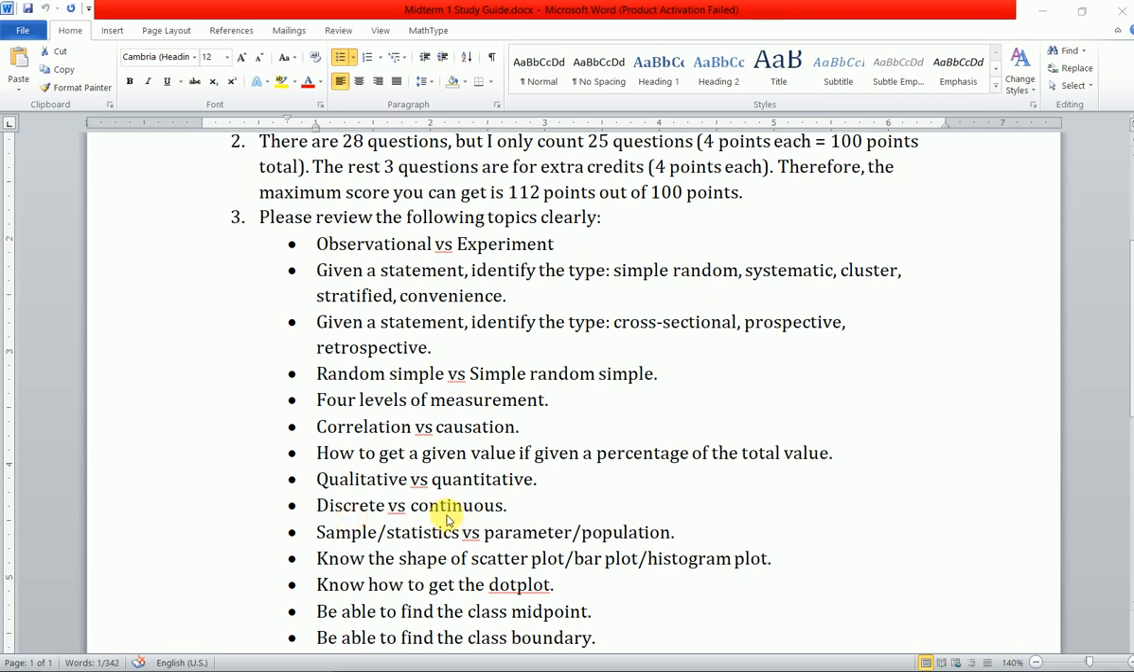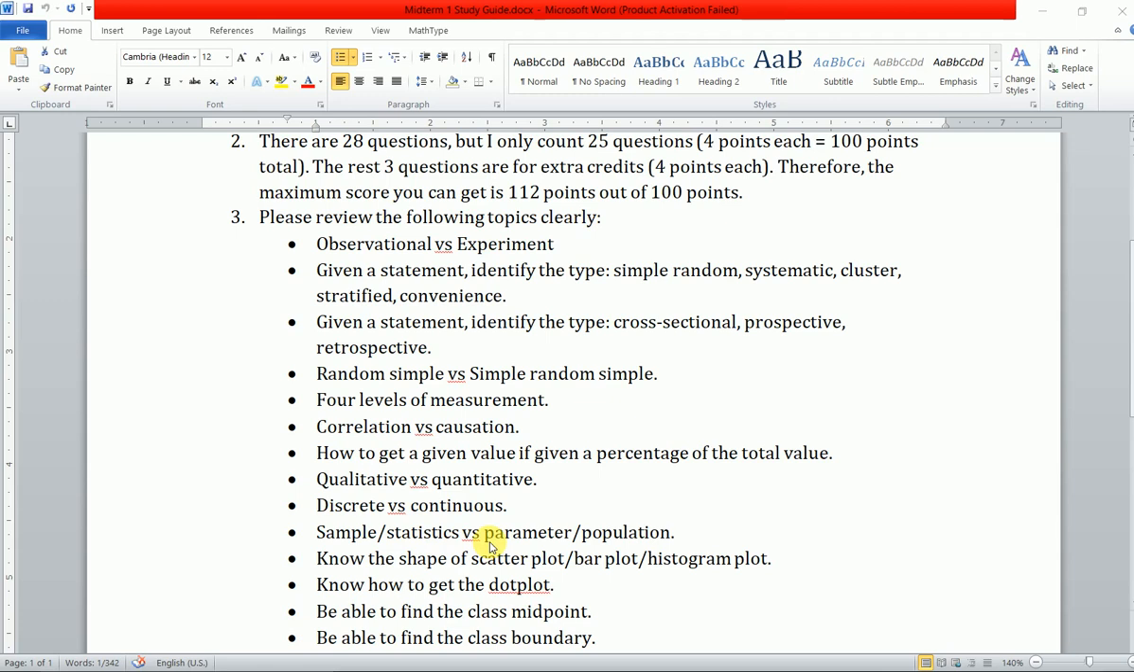And continuous is it can take any value for the number. For example, if you're talking about your weight, if you weigh your whole body, you can say that I am 125.26 pounds, right? Or 100.101 pounds. It can take any value, so it's continuous on the number line.